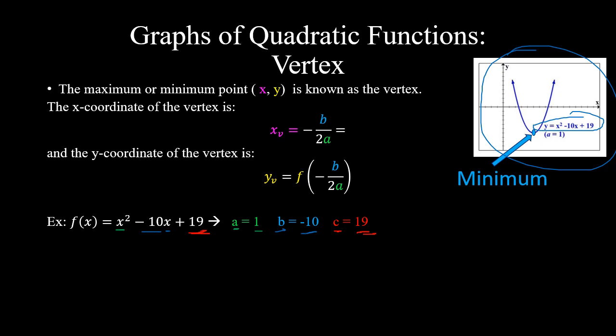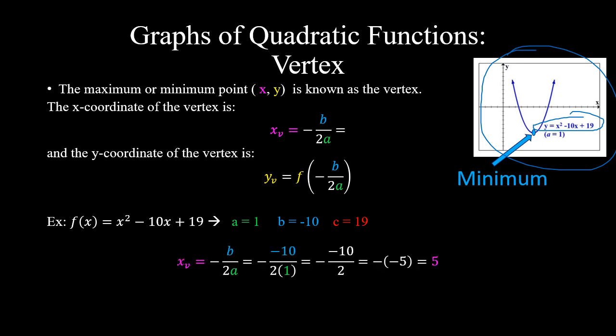Now I have my a, my b, and my c, and I can start using them to figure out different pieces, right? So let's figure out the vertex. Well, I know that the x coordinate of the vertex is equal to negative b over 2a. Well, I said that my b was negative 10, right? So here I have a b. I'm going to plug in my negative 10 wherever I see a b.